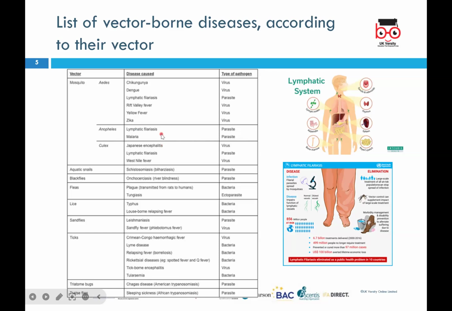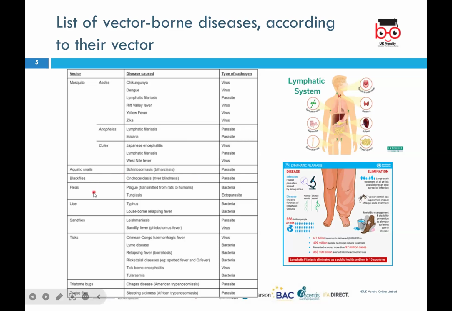And the most important infection that is spread is malaria through this Anopheles mosquito. Then you have Culex, which again causes it. So this lymphatic filariasis in particular can be carried by Aedes, Anopheles, and Culex. So three of them can carry this parasite. You have West Nile fever, that is also carried by Culex. Then you have aquatic snails that carry schistosomiasis, which is a parasite. You have black flies that carry onchocerciasis, which is a parasite.